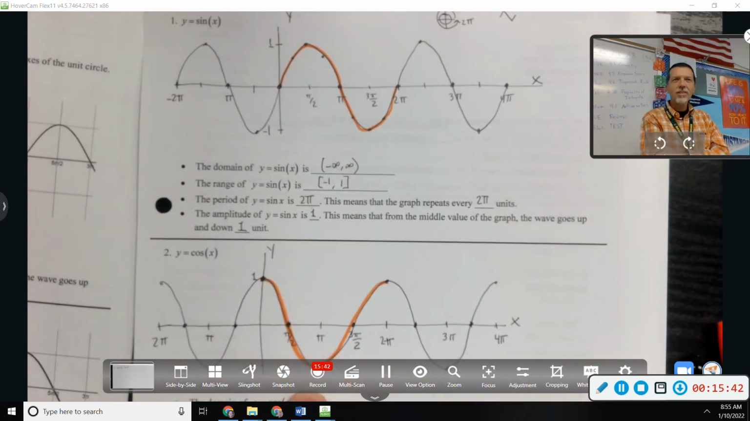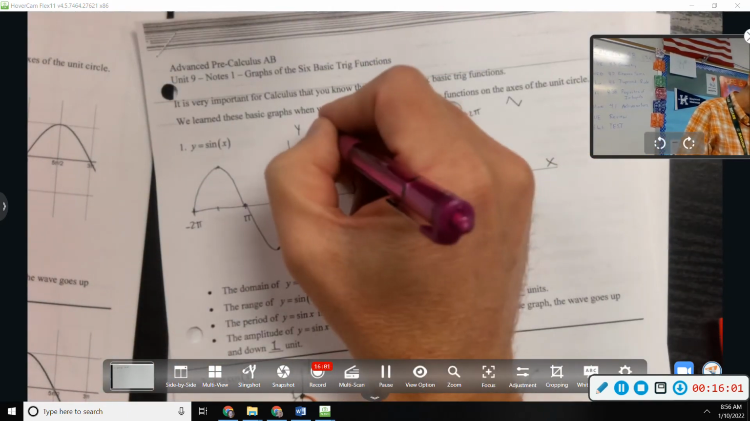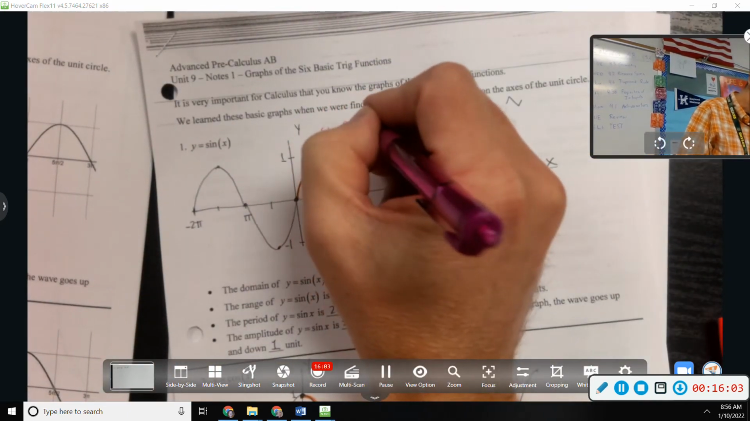Because where sine is at 0, cosine is at 1. The big deal is, where do I start? If you know where to start, you can figure out the rest. So sine of 0 is 0, cosine of 0 is 1. After that, you just follow the pattern. But the starting point is super important. In fact, I'm going to write that on here. Sine of 0 is 0, because that's where we start.